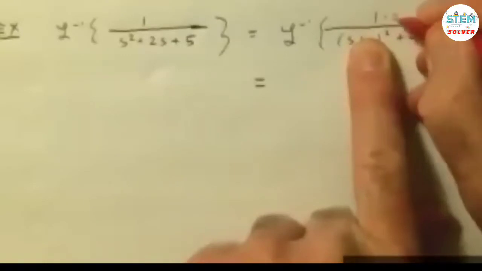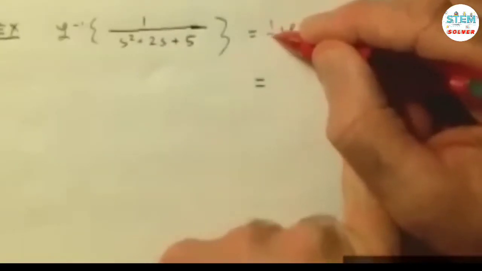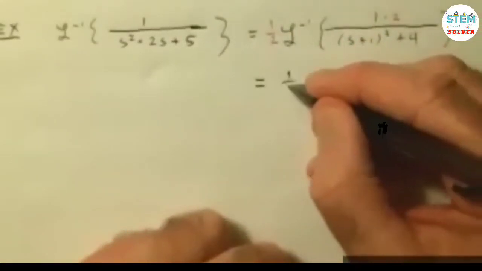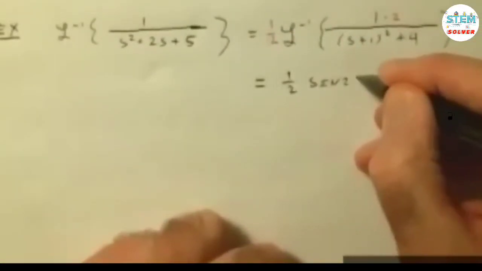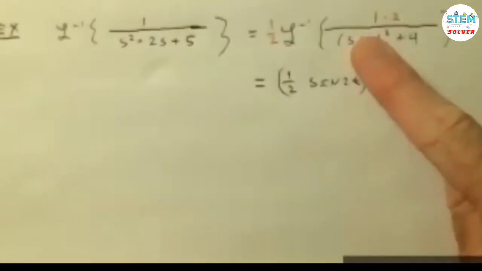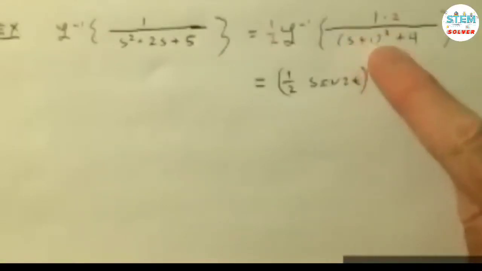So what you need to do, of course, is you need a 2 up here, so you're going to multiply by 2, which, of course, means you need 1/2 out front, right? So what you would have here is 1/2 sine of 2t. Again, forget about that translation. 2 over s squared plus 4 is sine of 2t, and then 1/2 to account for the 2.